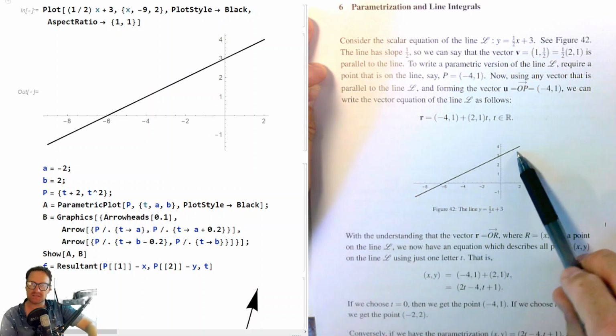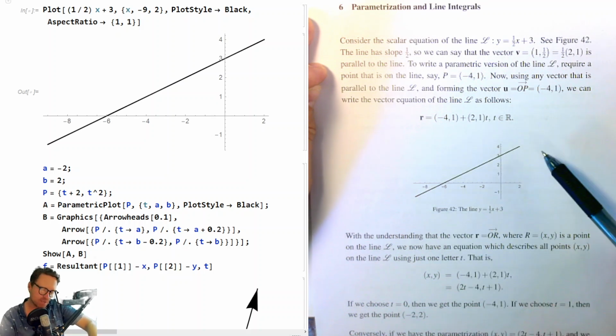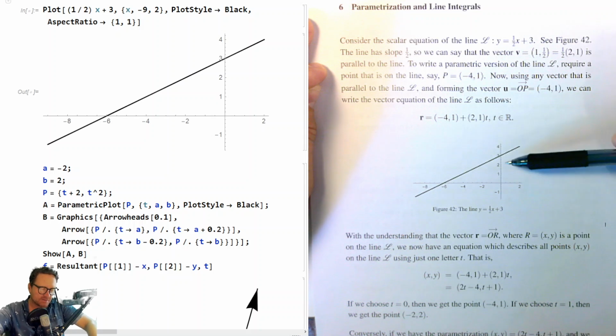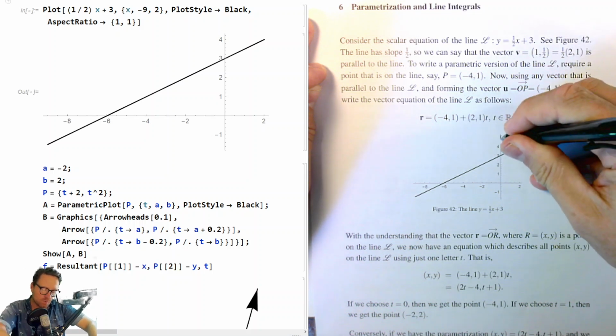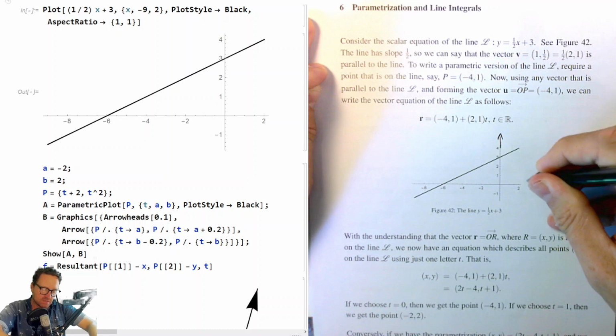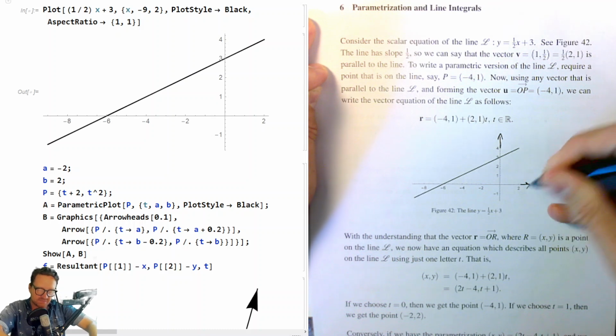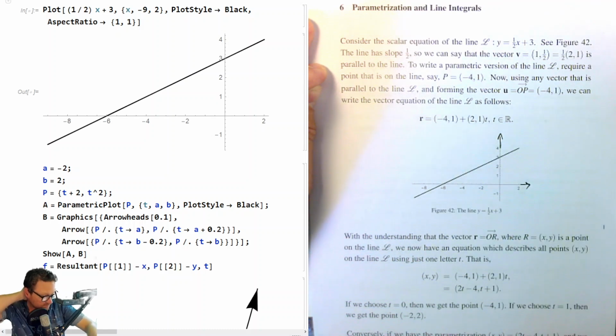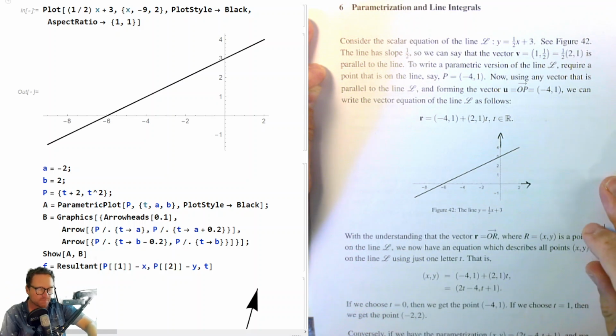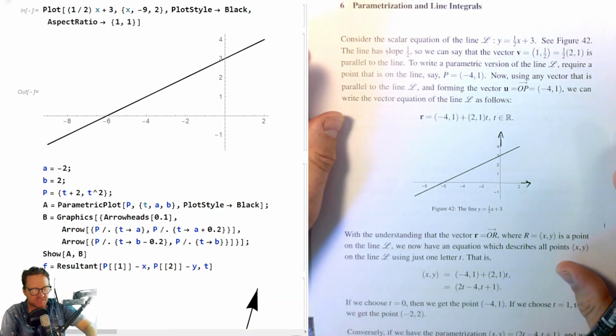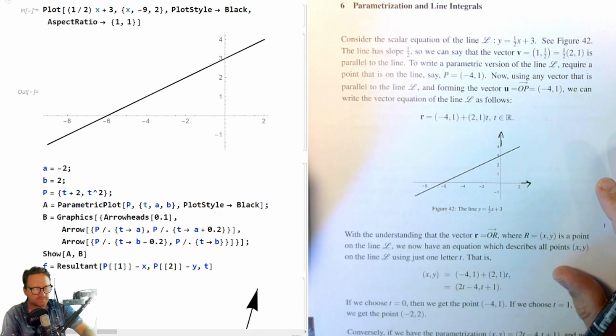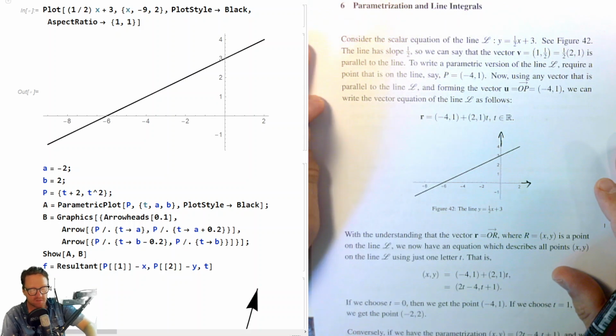And so have a look at this. Here's a diagram of that. We've got a slope 1/2. It intercepts the y-axis at the point 0,3. So here's our y-axis, here's our x-axis, and here's the line. Since we have slope 1/2, the vector 1, 1/2 is parallel to the line.